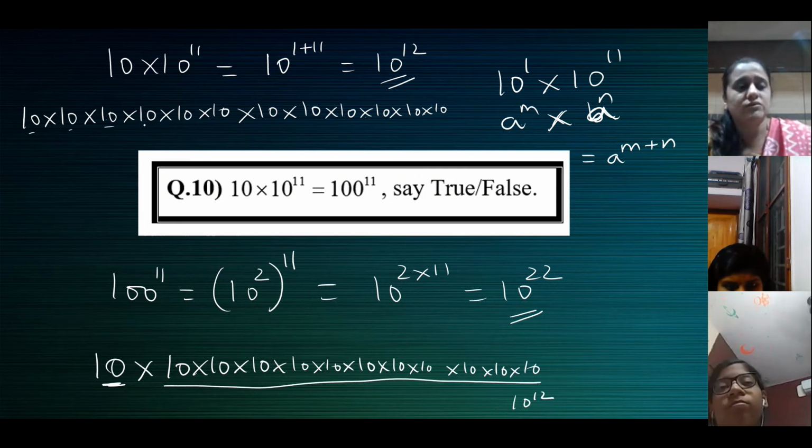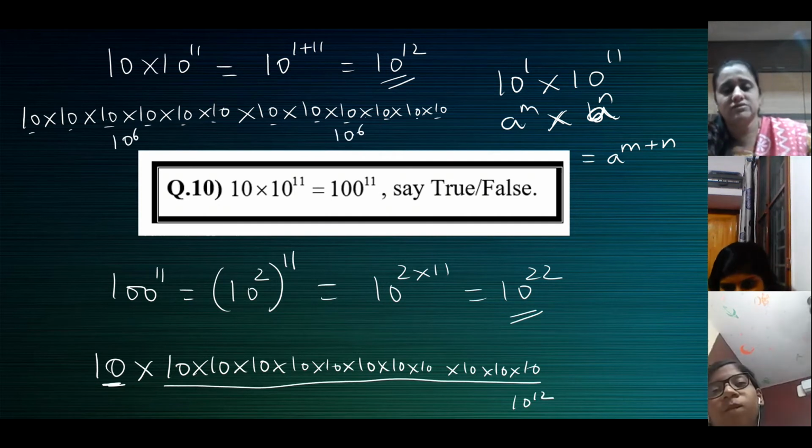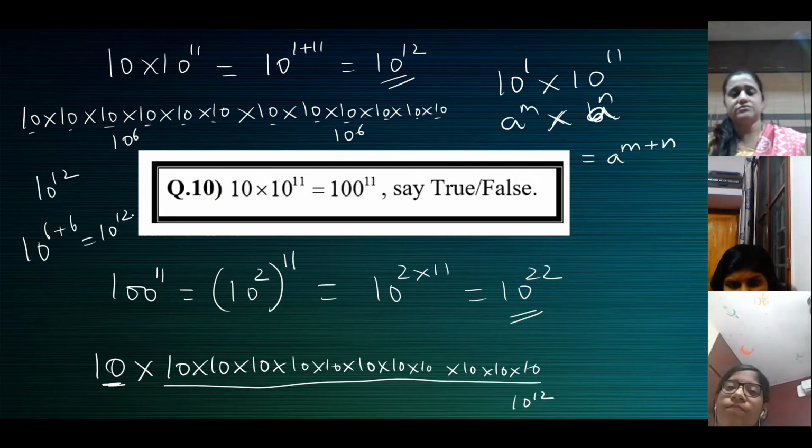1, 2, 3, 1, 2, 3, 6. Yeah, so there is 10 to the power 6, that is 10 multiplied with itself 6 times. Another 10 to the power 6, 10 multiplied with itself 6 times. So that means in all there are 12 tens. 10 is multiplied with itself 12 times. So 10 to the power 12. That's what the rule says. 10 to the power 6 plus 6, which is 10 to the power 12. Yes, ma'am.